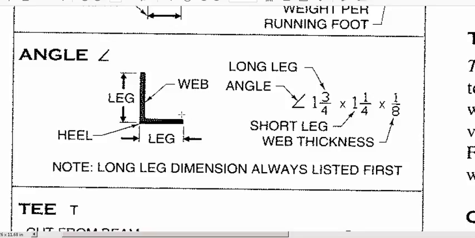Now, what's long leg, short leg? Obviously, the long leg is the longer one. That's usually the one that's called out first. So if it's a square angle, meaning that it's like a 2x2, then you're not going to have a big deal. They use the term heel for the joint or the connection between the two. Not too much going on. You can probably get the hang of it.